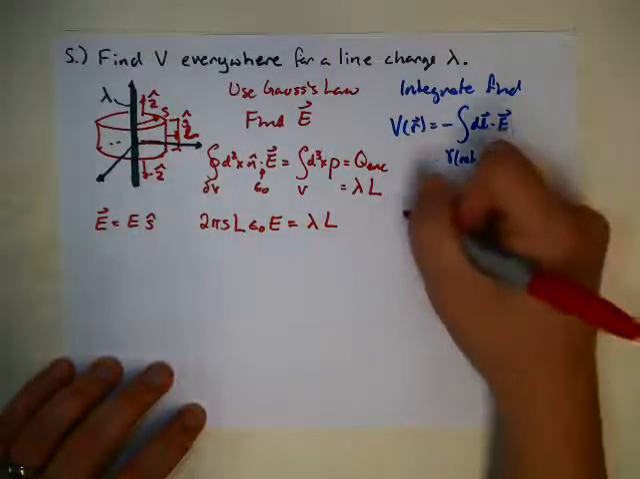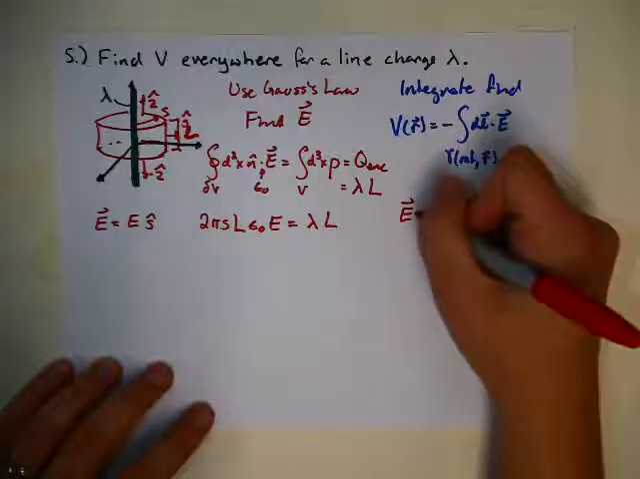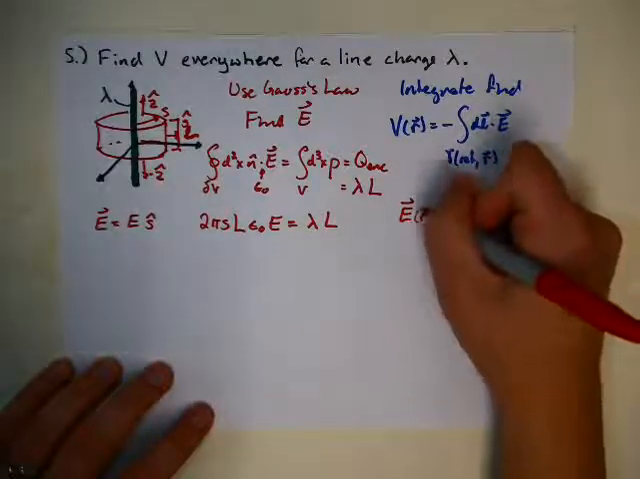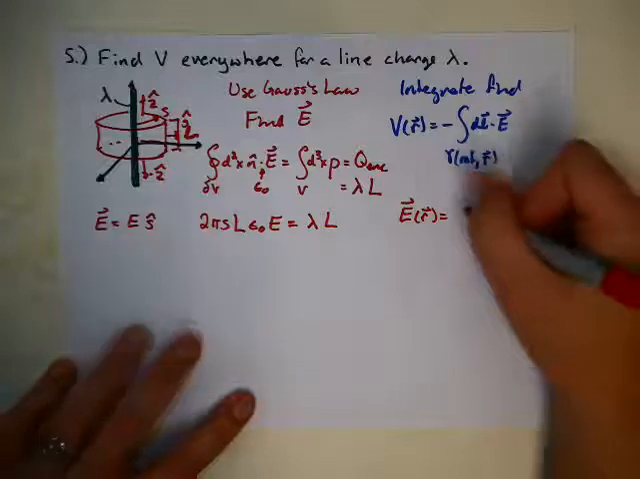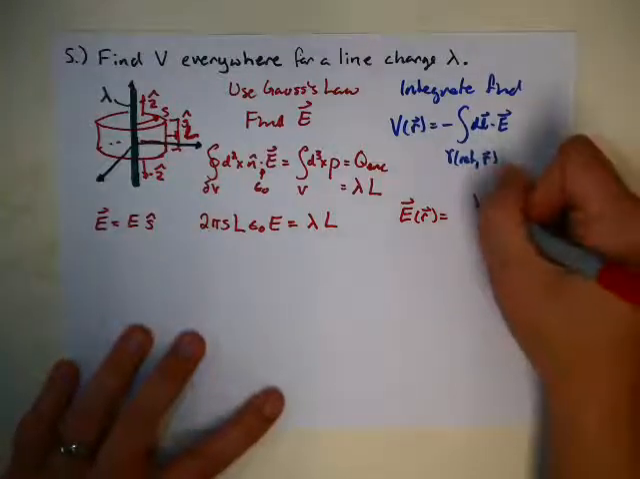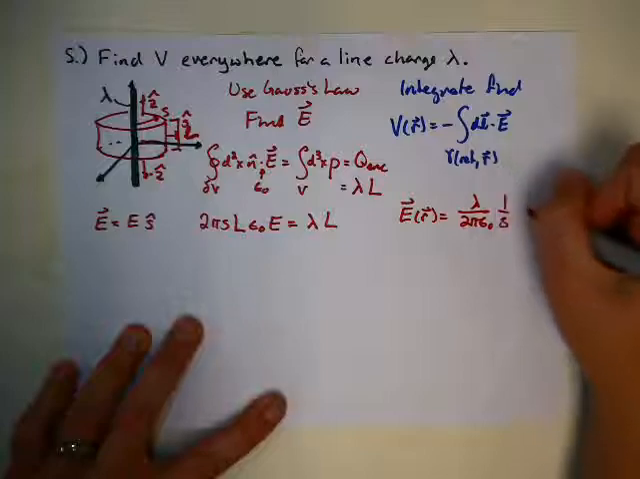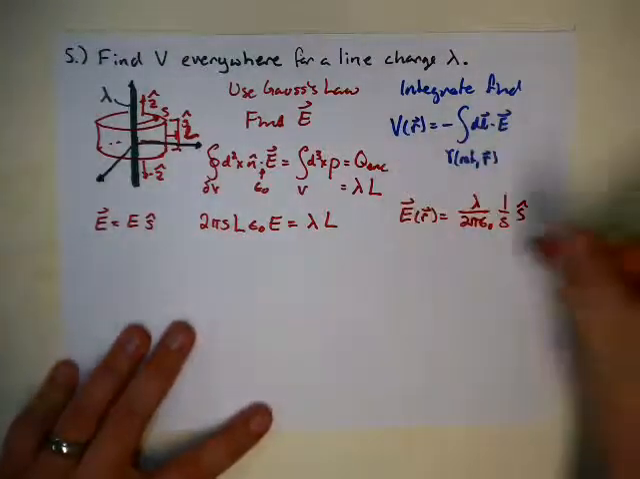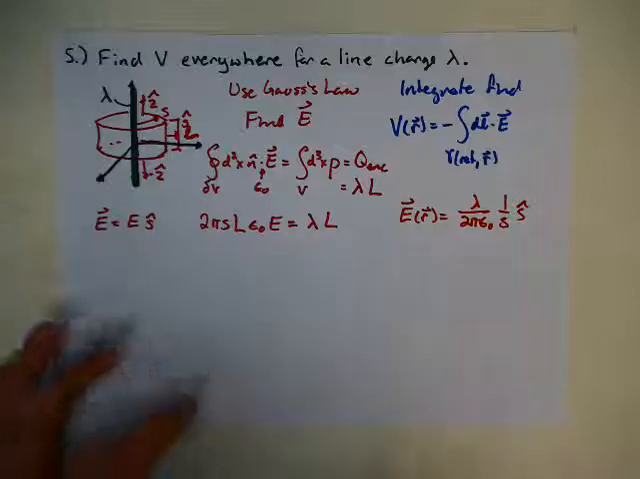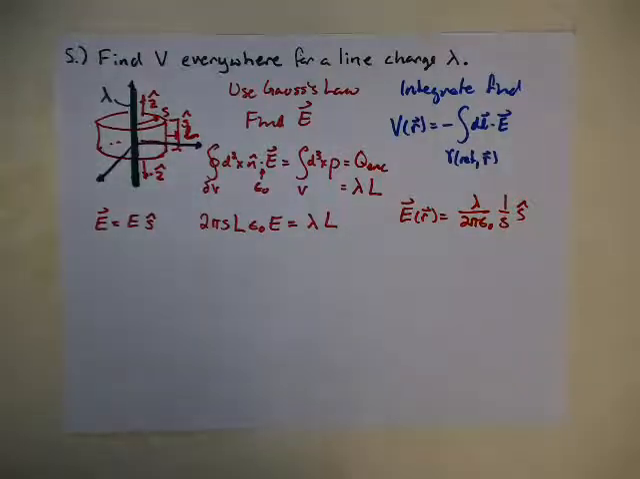Solving for the electric field, we get that the electric field is going to be equal to lambda over 2 pi epsilon naught, 1 over s, in the s hat direction. And so that's the electric field for a line charge.